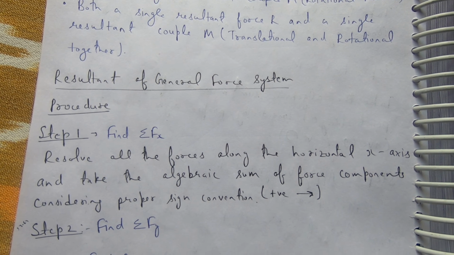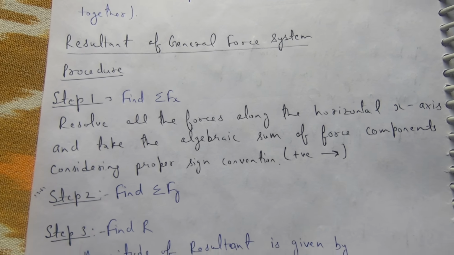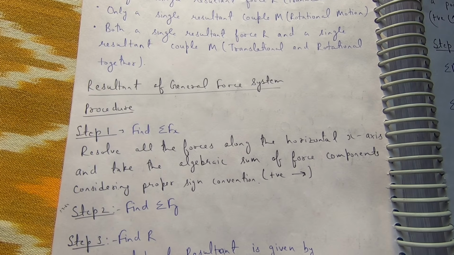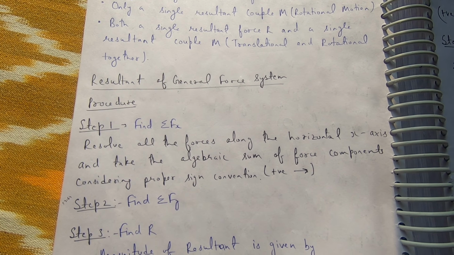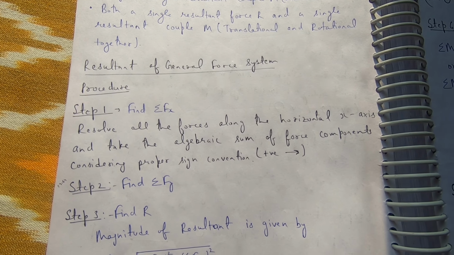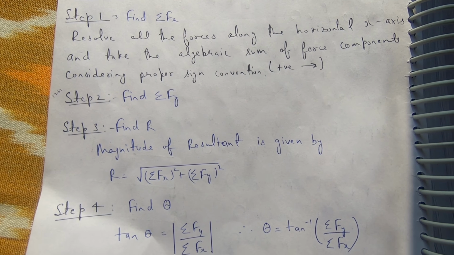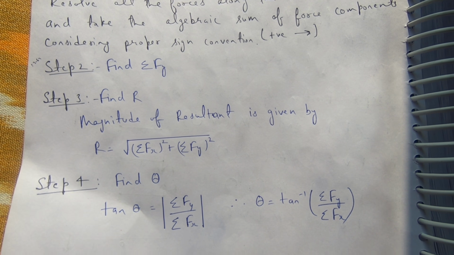Procedure: step 1, find summation of forces in x direction. Resolve all the forces along the horizontal x-axis and take the algebraic sum of force components considering proper sign convention. Right positive and left negative. Step 2, find summation of forces in y direction.